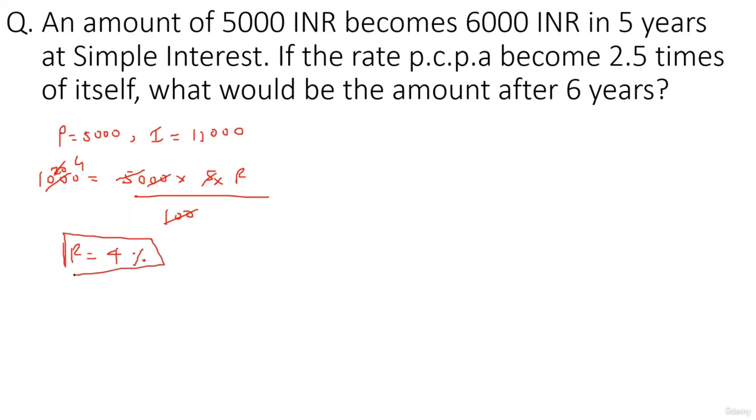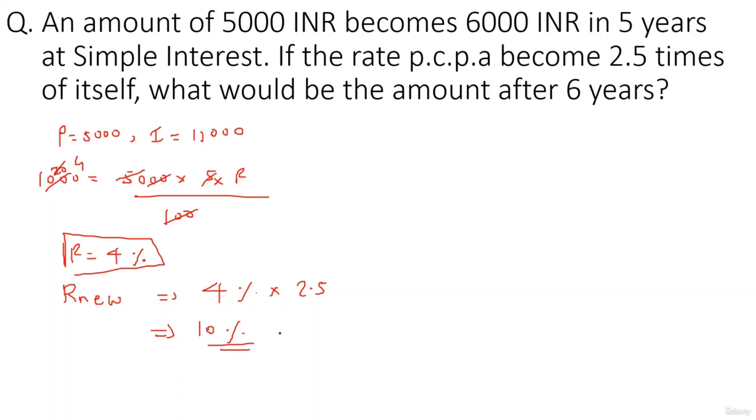Now the question tells me that R becomes 2.5 times. So the new value of R, let's say R new, will be equal to 4% multiplied by 2.5. This will be 10%, right? So the new interest rate is 10%.